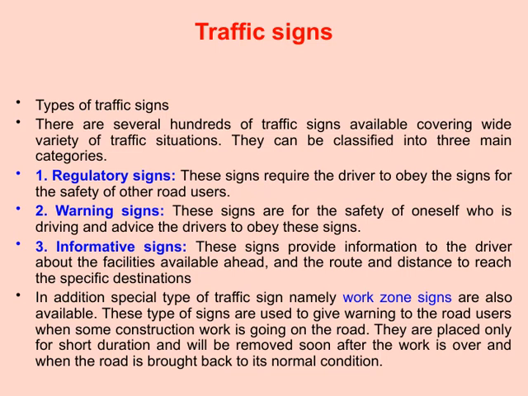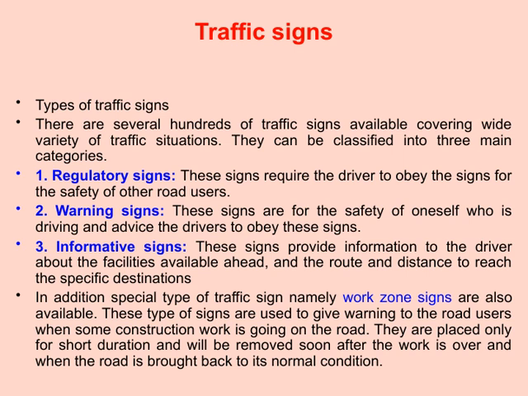Traffic signs play a crucial role in maintaining safety and order on the roads. There are hundreds of different signs designed to cover a wide variety of traffic situations, and these signs are generally classified into three main categories. First, we have regulatory signs. These are the signs that drivers are required to obey strictly because they are essential for the safety of everyone on the road. They include speed limits, stop signs, and no entry signs, among others. These signs help regulate traffic flow and prevent accidents.